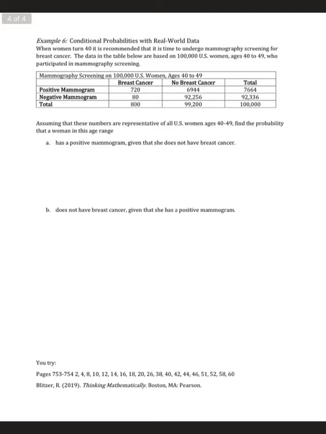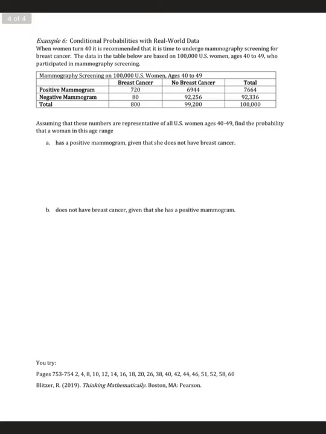Okay, moving on to the last page here. We're going to be looking at a chart for the last 2 examples. When women turn 40, it's recommended that they undergo a screening for breast cancer. The table below is based on 100,000 women ages 40 to 49 who participated in the screening. The chart lays out who had a positive mammogram, who had a negative mammogram, who has breast cancer and who does not have breast cancer. And then it also gives us the totals there. I'd pause the video, make sure you're familiar with the chart, make sure you understand how the chart is laid out.